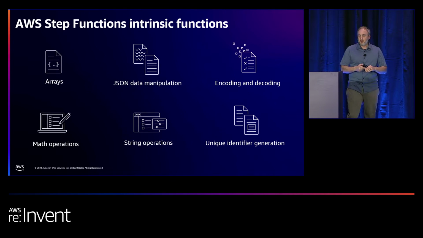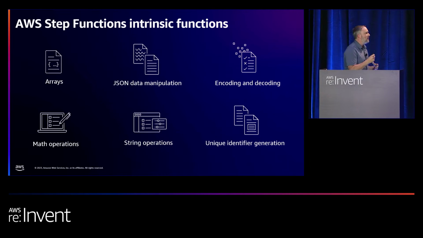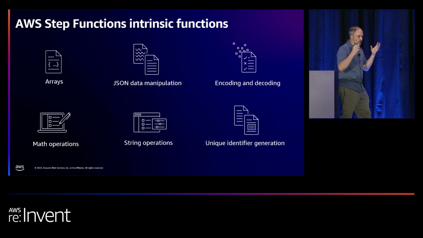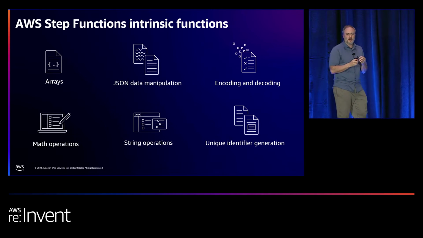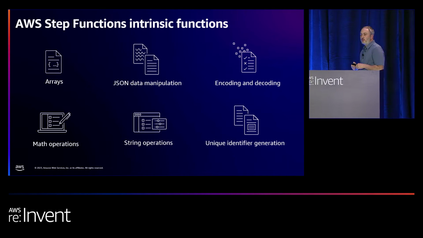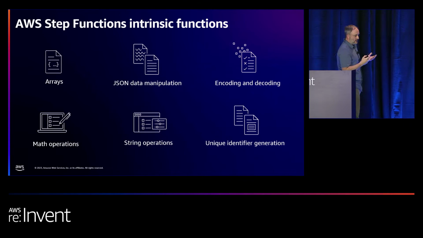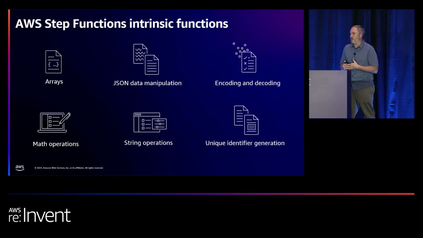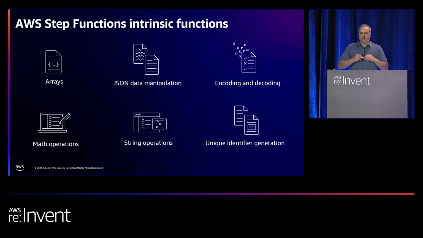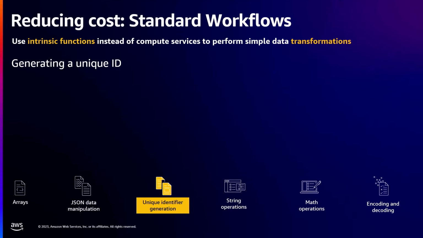Again, another low-hanging fruit here is to look at workflows where you have these small Lambda functions that are performing data transformations, not running compute, but moving data around and reshaping it. We have something in Step Functions called intrinsics, and these are little helper functions built into Step Functions itself that let you do simple data transformations for things like manipulating arrays or pushing strings together or doing simple maths operations. I'll give you one example. The most requested intrinsic function until recently was to generate a unique ID.